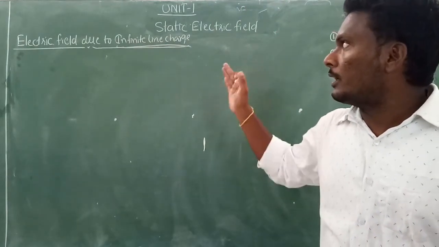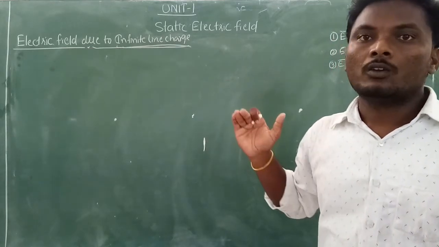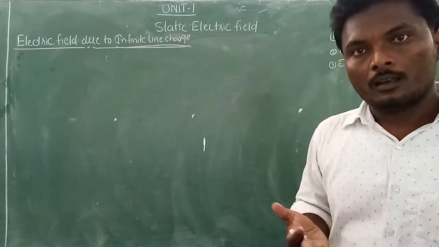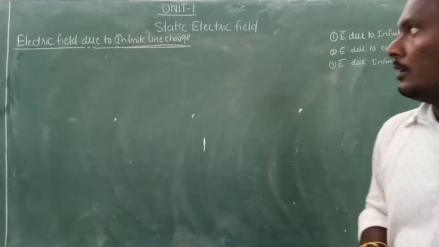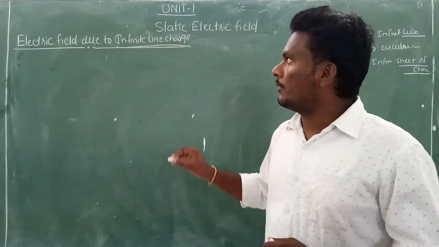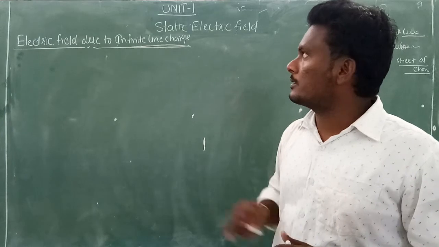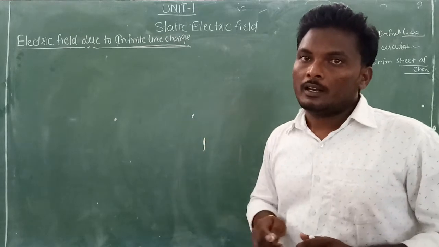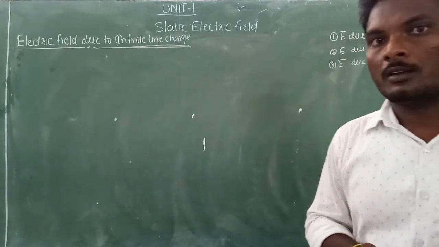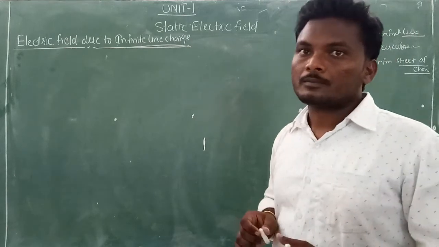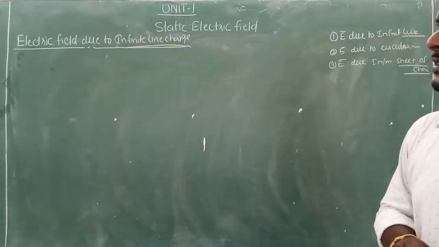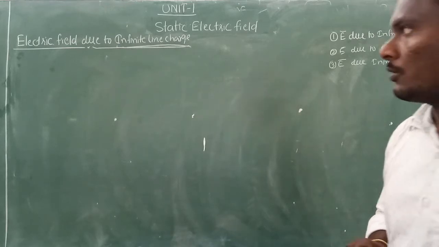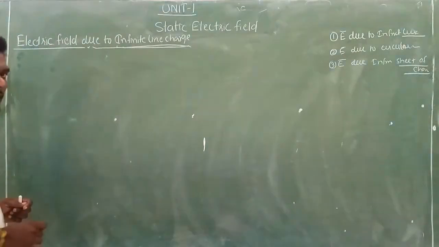If it is a finite line charge, it means the charge is uniformly distributed along a finite length of the line, which is called a finite length of conductor. Now see, in this topic we would like to derive the expression for electric field intensity due to infinite line charge. Infinite line charge is nothing but a uniformly distributed charge from minus infinity to plus infinity. To derive this expression, let us consider a Cartesian coordinate system. Here I have taken a right-handed system.